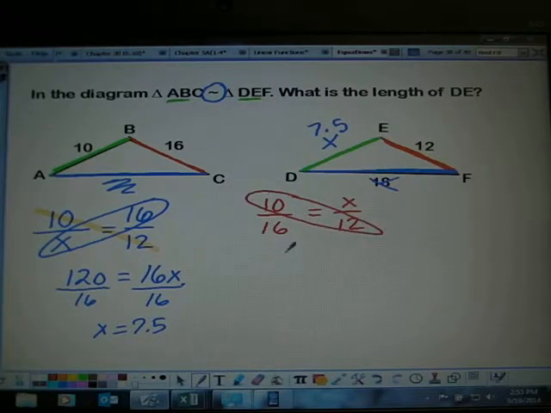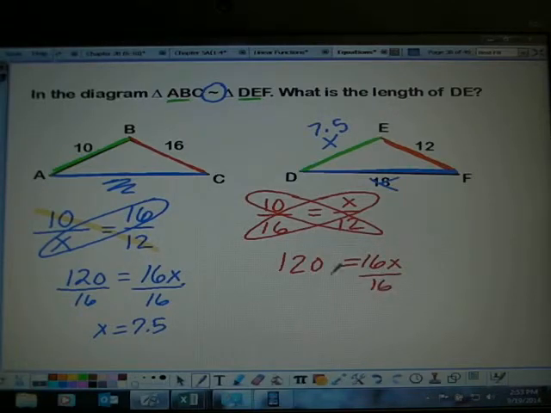And as you notice, we're still multiplying the 10 and the 12 together, and we're still multiplying the 16 and the x together. So either way you want to solve it, you'll end up with that same answer of 7.5. You just have to be consistent. Go left to right every single time, and then you have less thinking involved.